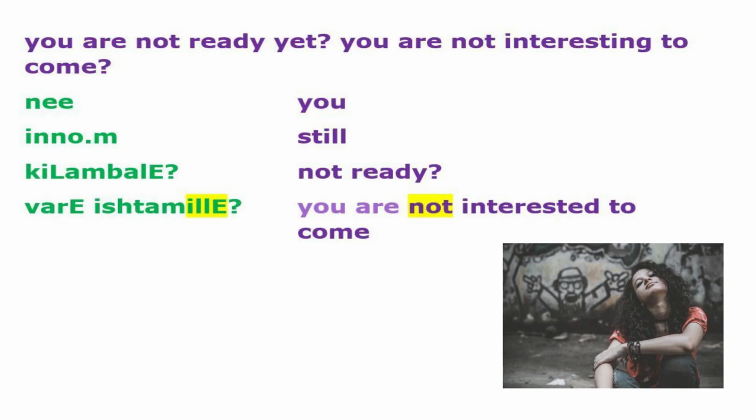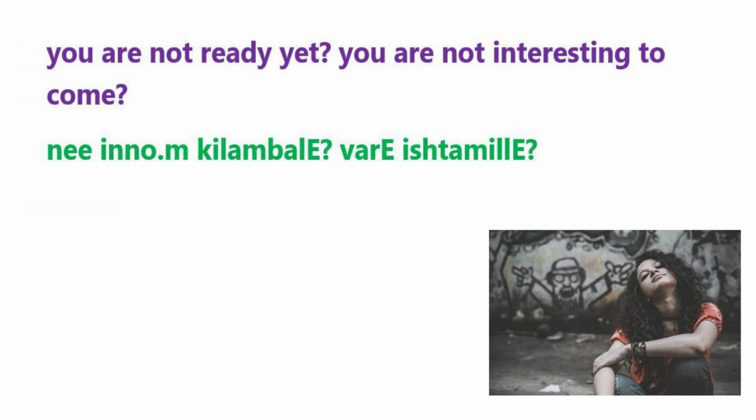நீ இன்னும் கிளம்பல? வர இஷ்டமில்ல? நீ meaning you. இன்னும் கிளம்பல means you're not ready yet. வர இஷ்டமில்ல, you're not interested to come. So maybe we are talking to a girl who is not very willing to go out. நீ இன்னும் கிளம்பல? You're not ready yet. வர இஷ்டமில்ல, you're not interested to come.